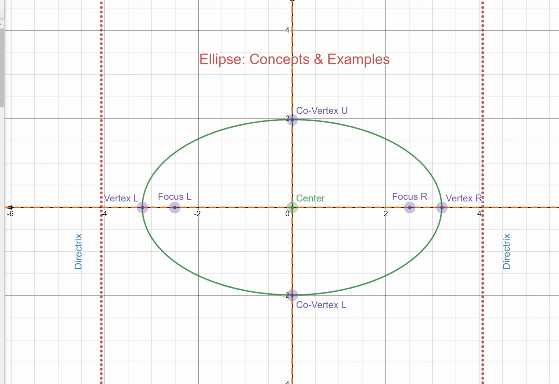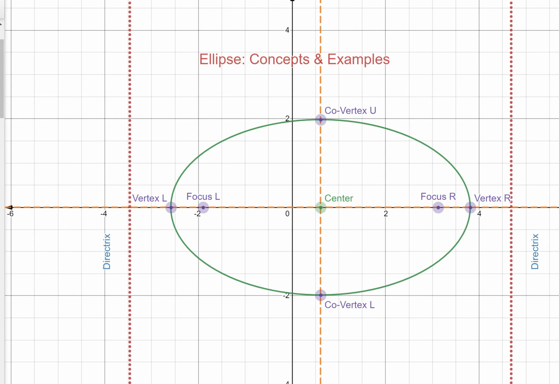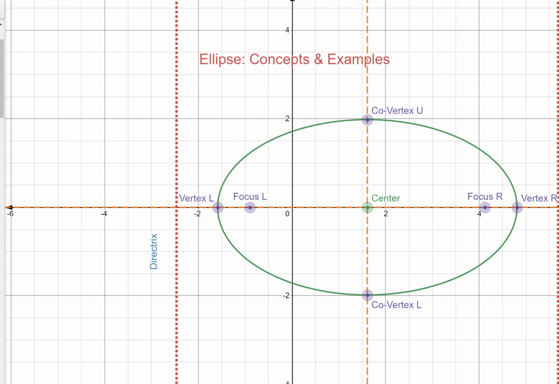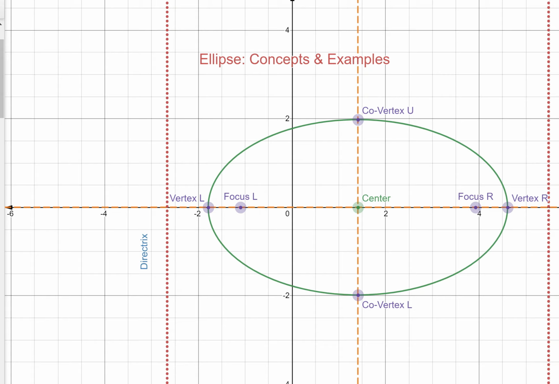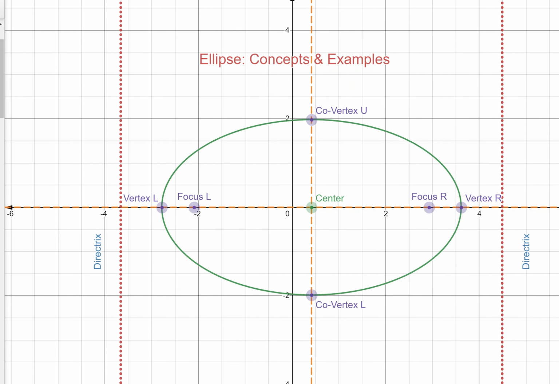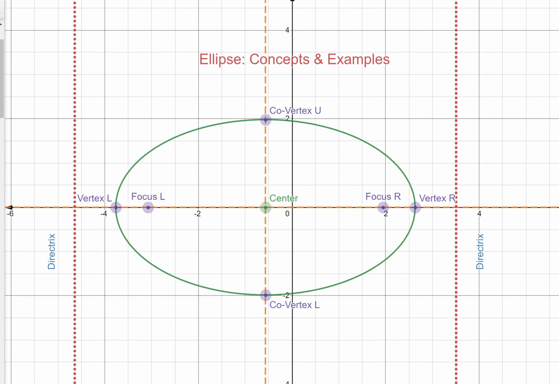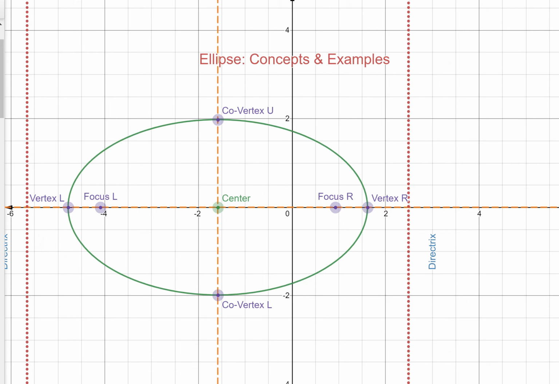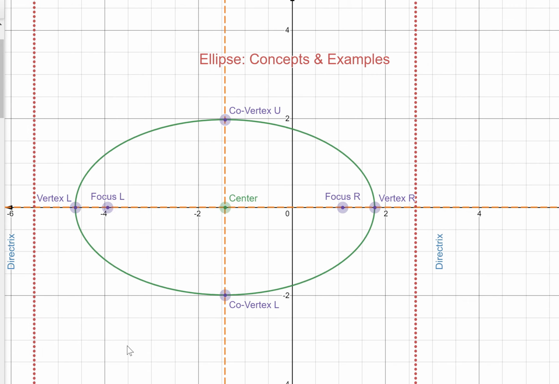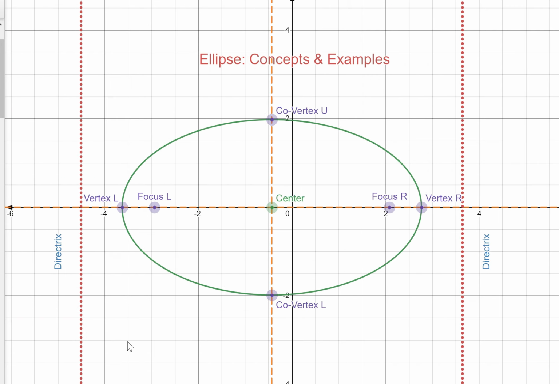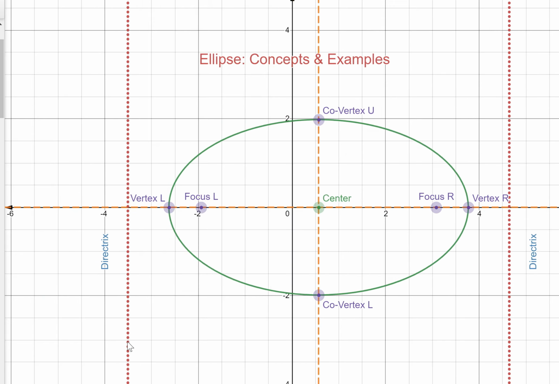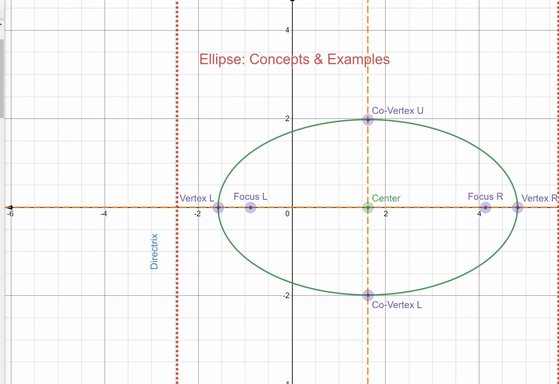Let us now look at the translation of an ellipse. If the value of h is changed, then it moves horizontally as shown here. The points along the major axis, which is horizontal, also move with the same value. Focus, vertex, equation of the directrix all change with change in h value.